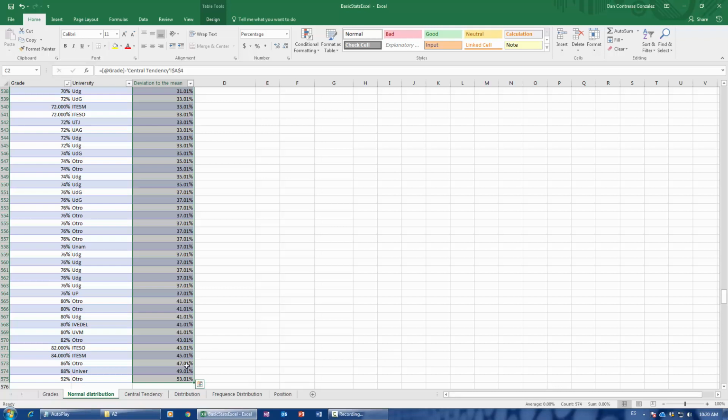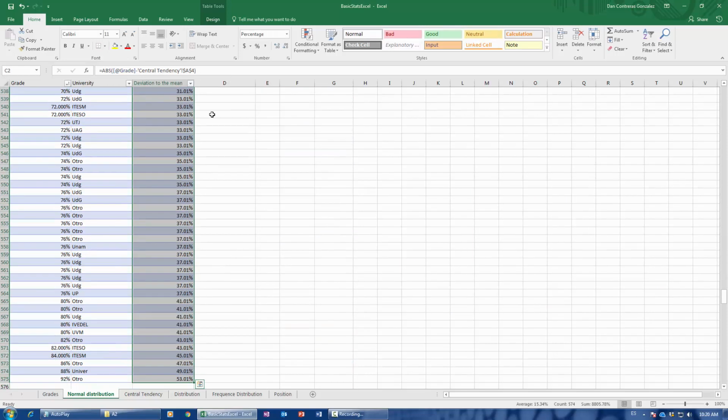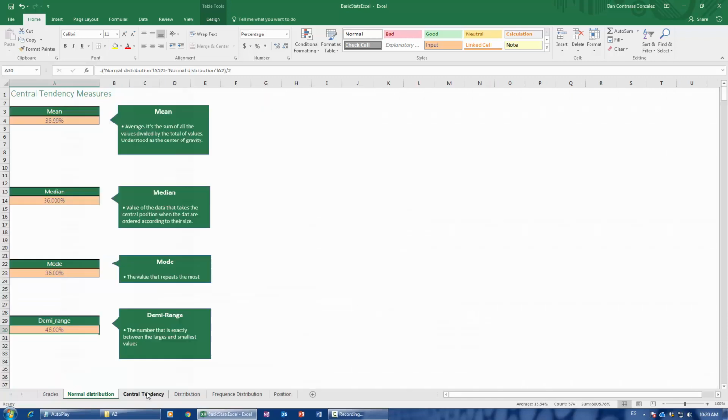Why? Because the deviations from one end tend to cancel out the deviations from the other end. So that's why we are going to have to use absolute value, to make sure that the negatives don't cancel out the positives. And now we get an average of 15.34%. Now that is the variance.